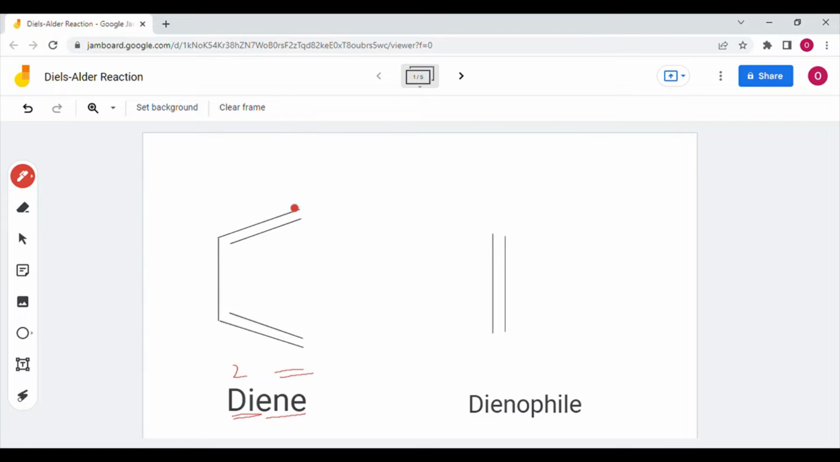And as we can see here, we have 1, 2. In addition, something really important about the diene is that there must be a single bond in between. So in addition to the diene, there also needs to be a molecule called the dienophile, and that usually is any kind of double bond, as shown.